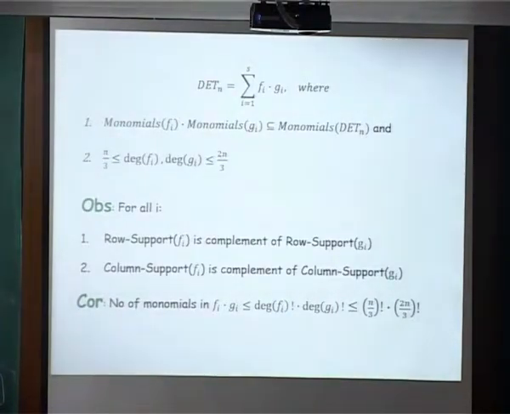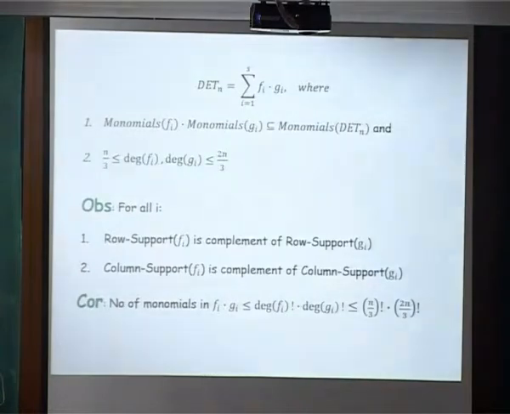So let's stare at an expression like this. The determinant, I've written it as a sum of products like this, Fi Gi. The degrees of the Fi's and Gi's are between n by 3 and 2n by 3, and the monomials generated at each term are a subset of the monomials occurring in the determinant. So let's make some observations.